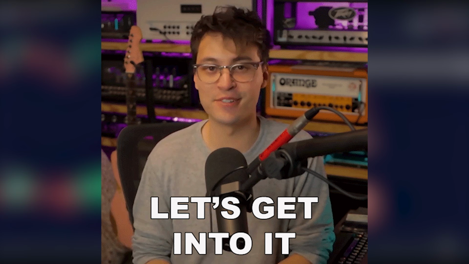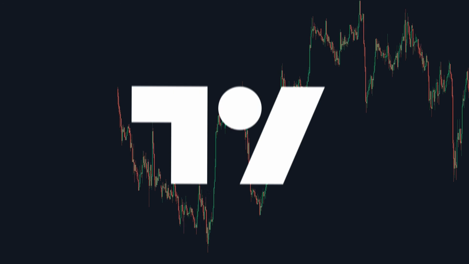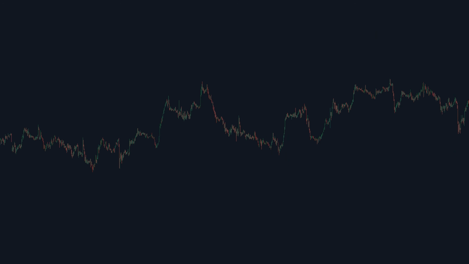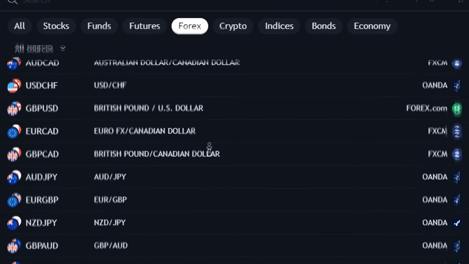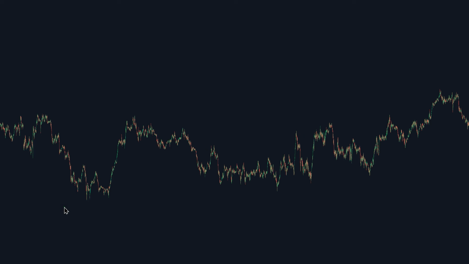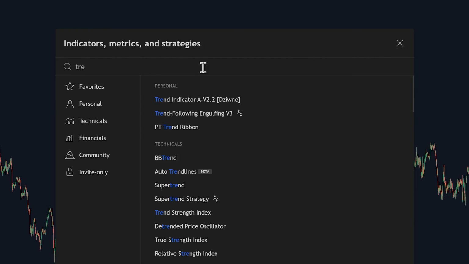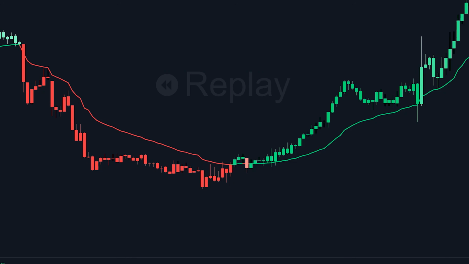Let's get into it. Now, to get started with this indicator, you first of all want to go to TradingView, the trading platform that I'm going to be using. If you need to sign up, there's a link in the video description for you to do that. Next, you want to load any trading security you like. I'm on the 15-minute time frame for GBP JPY here, but this thing is designed to work on any market and any time frame. Then you want to click on Indicator, and in the search box, type in Trend Speed Analyzer. It's going to be this one by Zeiierman. Go ahead and click it to add it to your chart.